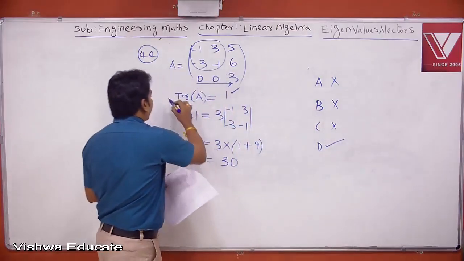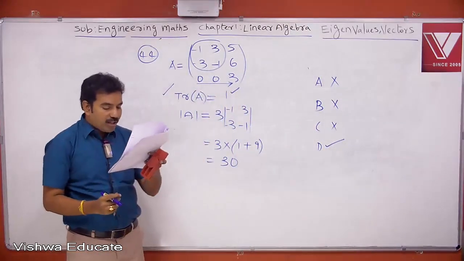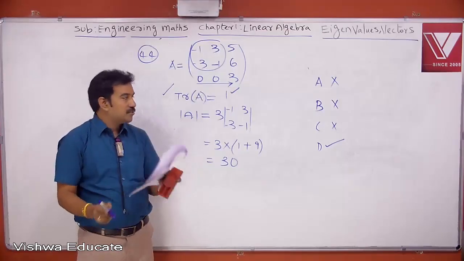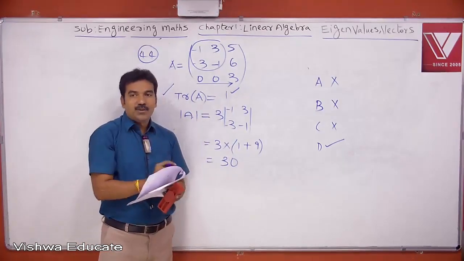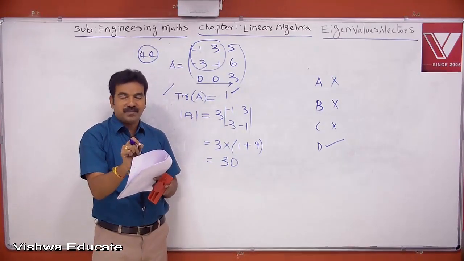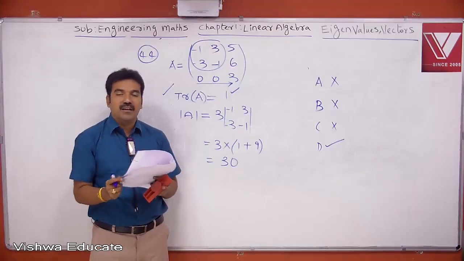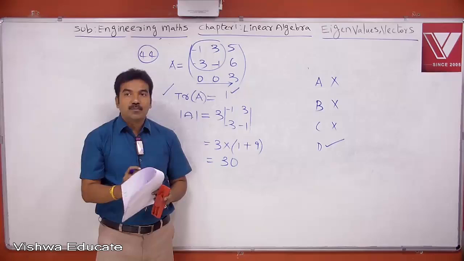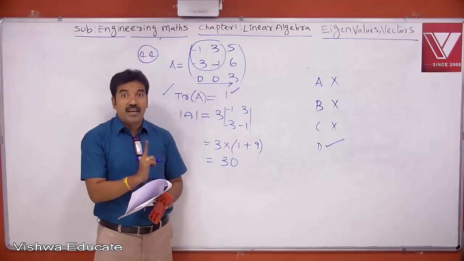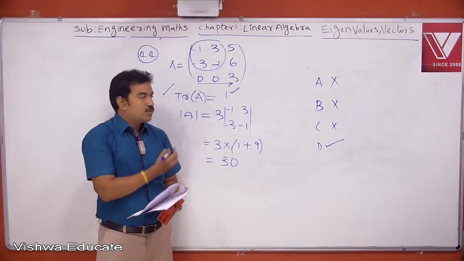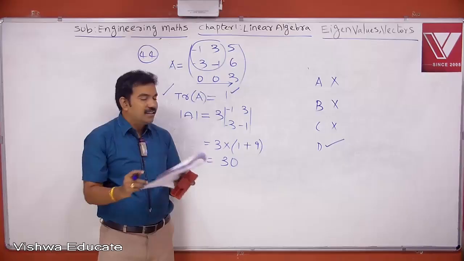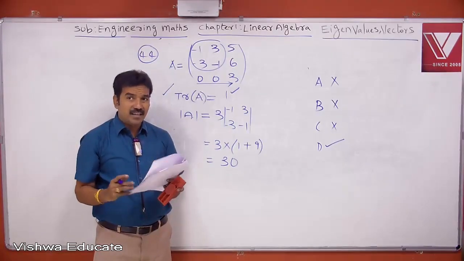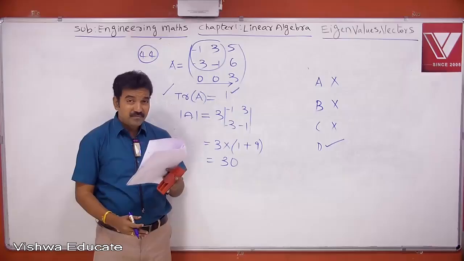Just by using trace, when you add all the numbers in the first option, in the second option and in the third option, you won't get 1. So the trace property fails for options A, B and C. Just by using the trace only, we can say that the answer is D. A, B, C are eliminated. D is the right answer, by using trace or determinant.